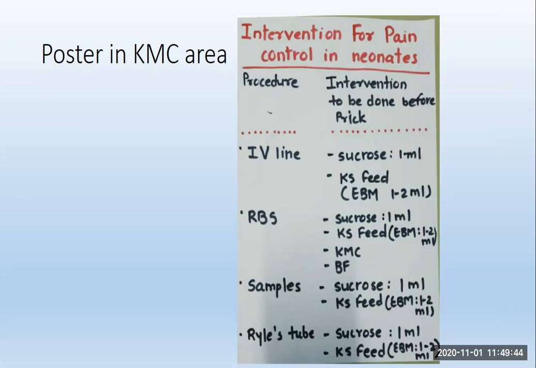Like here we have written, for an IV line, you can use oral sucrose or you can use expressed breast milk. For random blood sugar, for doing a heel prick, you can use sucrose or expressed breast milk feed or KMC or breastfeeding. Whichever is available to you, you can use immediately. You can use these in combination also, remember. As I have already told, using them in combination provides more effect. Even for inserting a nasogastric or orogastric tube, we can use oral sucrose or mother's milk, which will relieve the pain.